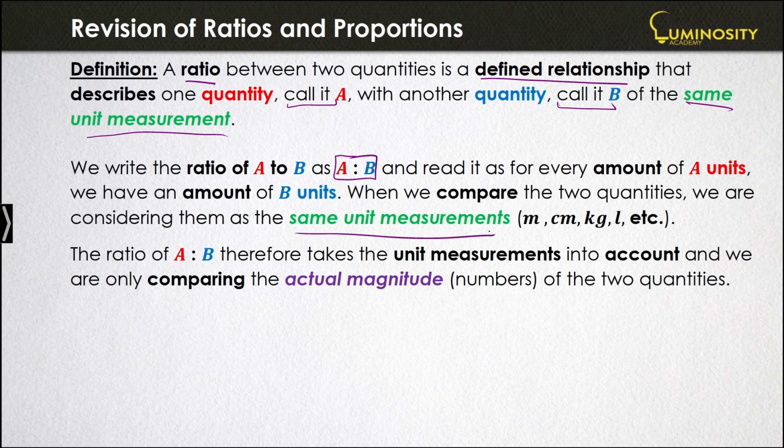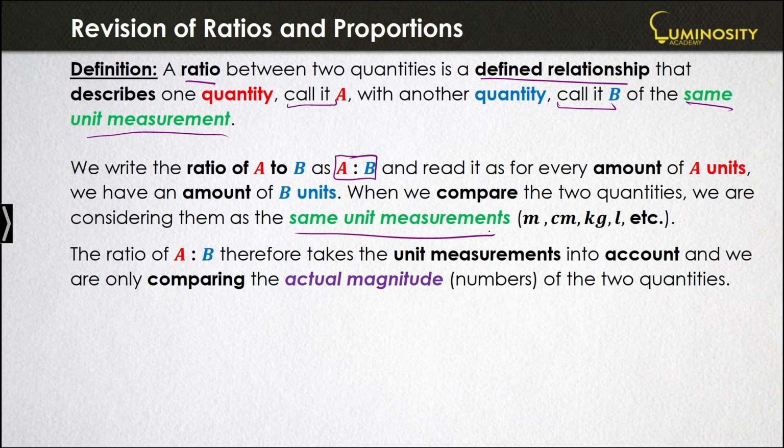So for example, if you were comparing a building of 30 meters to a ruler of 30 centimeters, it wouldn't make sense to compare them in that unit measurement because one's in meters and one's in centimeters. You would either have to convert the centimeters to meters or the meters to centimeters so that we are comparing the same unit measurements.